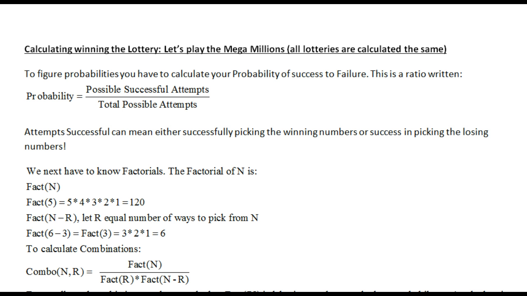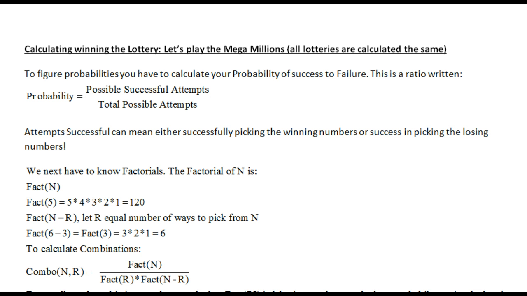The factorial of n, let's call it fact n. Let's pick an n equals 5, let's say. So factorial of 5, fact 5, is equal to 5 times 4 times 3 times 2 times 1 equals 120. The reason why I use fact is because in an Excel program, that's what you have to type in: fact, F-A-C-T, and then 5. The Excel program will give you the factorial of the number.